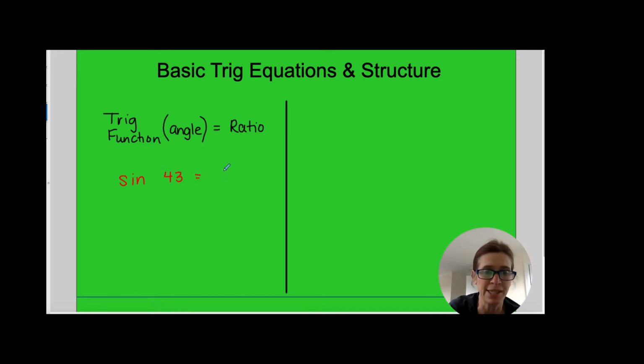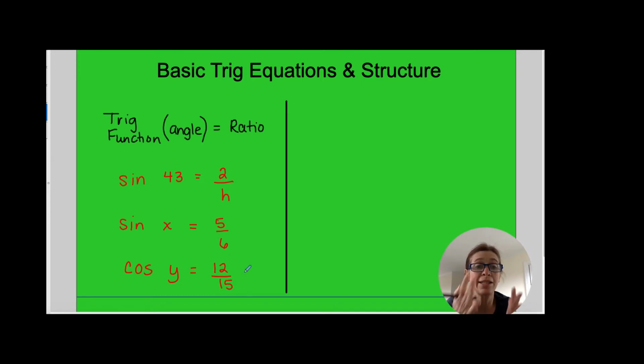equals the opposite, so say 2 over the hypotenuse. Say the hypotenuse is what we're looking for, and it's a variable. Or it could be sine of x equals 5 over 6. Or it could be cosine of y equals 12 over 15. That's the structure. Again, the trig function times the angle equals the ratio.